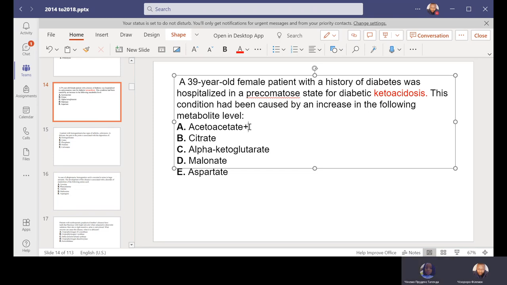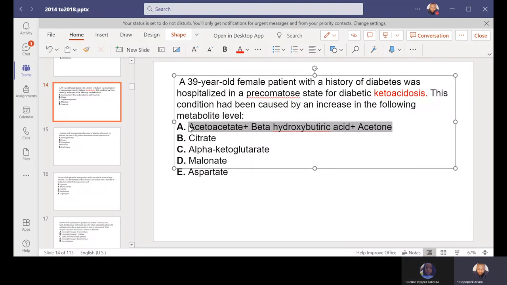Okay, so let me just do this. Beta hydroxybutyric acid. And another one is called what? Acetone, right? Because acetoacetate can undergo spontaneous decarboxylation to acetone. Right. So these are the ketone bodies which you need to know.